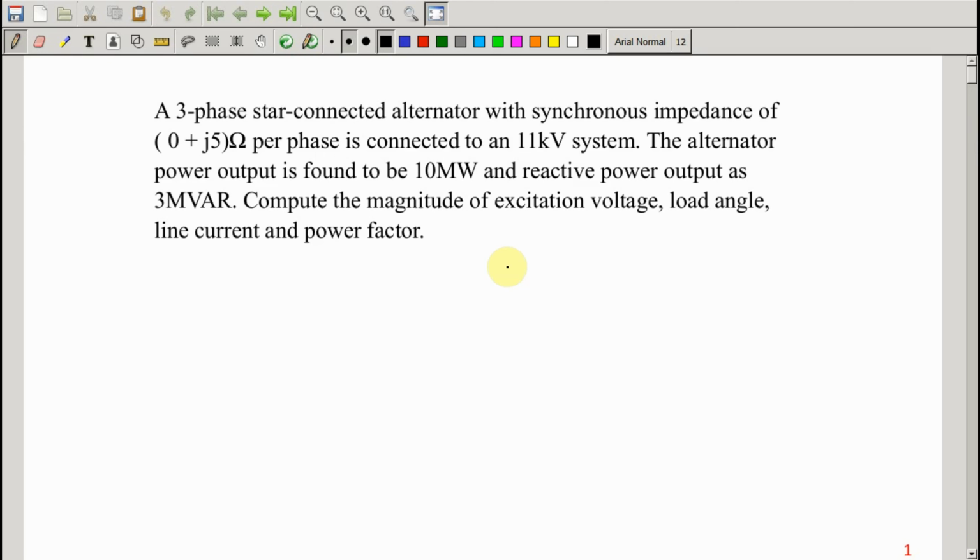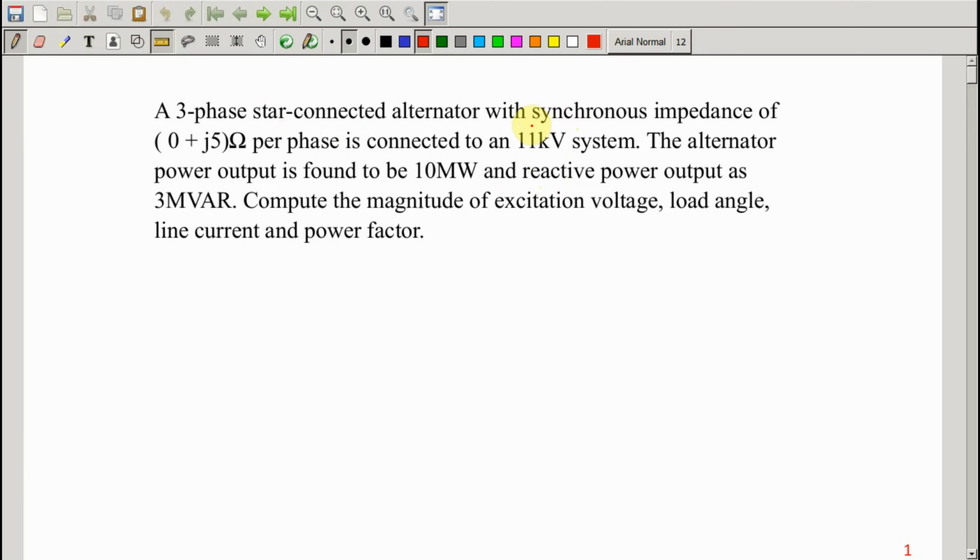The alternator power output is found to be 10 megawatt and reactive power output as 3 mvar. Mvar means megavolt ampere reactive. So we have to compute the magnitude of excitation voltage, load angle, line current and power factor. First of all, I would recommend that you just notice these things which I am underlining with red ink.